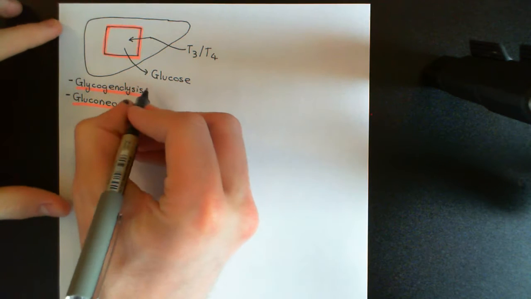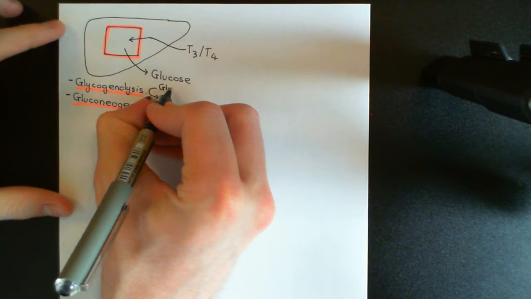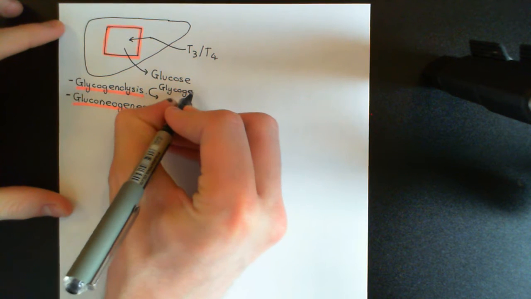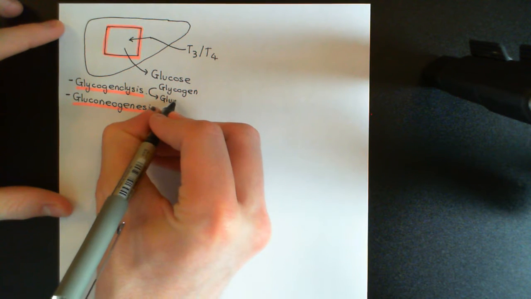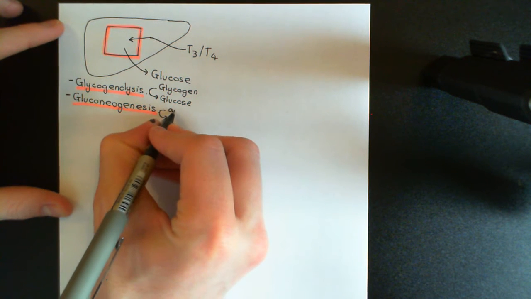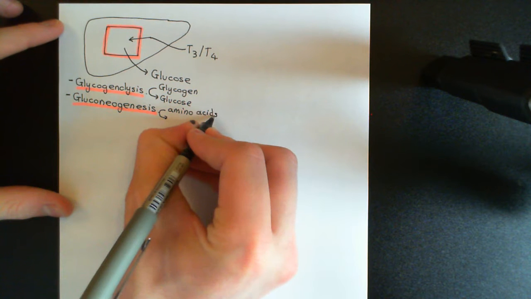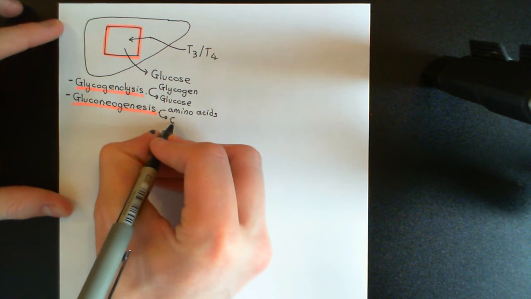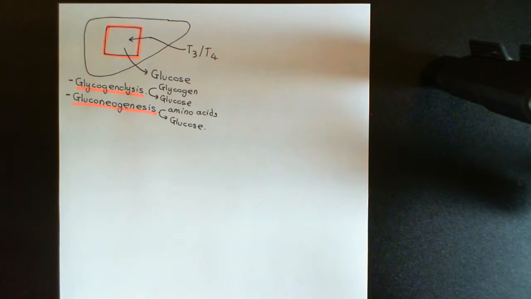I'll just put a little bit more detail on here. Glycogenolysis then is the breakdown of the glycogen polymers stored in the hepatocytes to release glucose monomers, whereas gluconeogenesis is the conversion of non-carbohydrate molecules, specifically amino acids, into glucose. So there's a little bit of a summary of what these two processes involve.